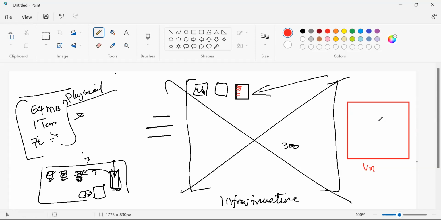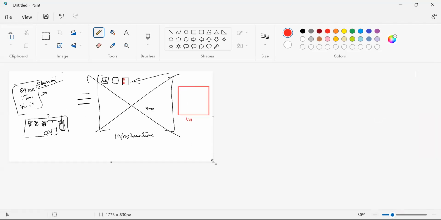Operating system. Operating system. We never mentioned router. Don't confuse router. Operating system. Correct. Thank you. It's operating system.